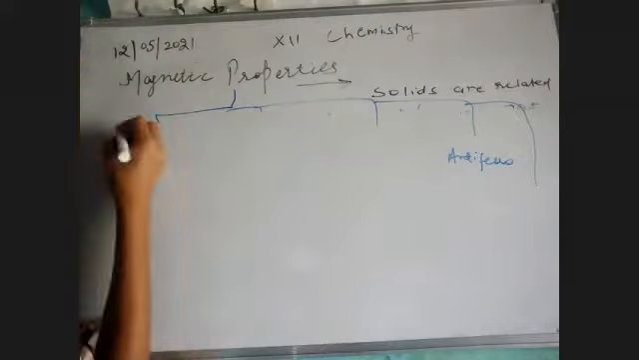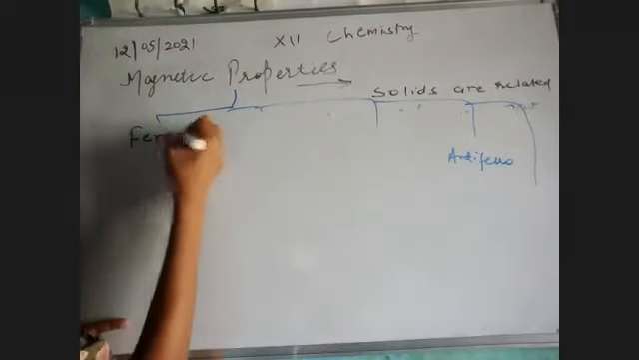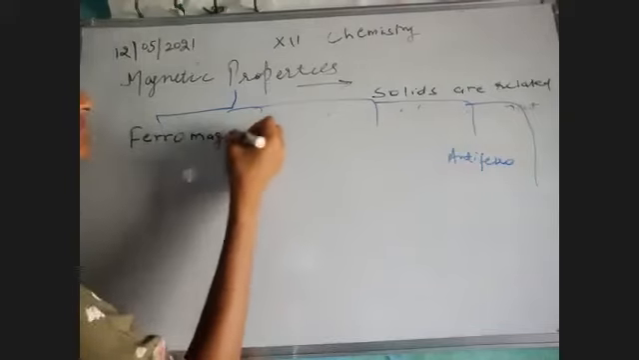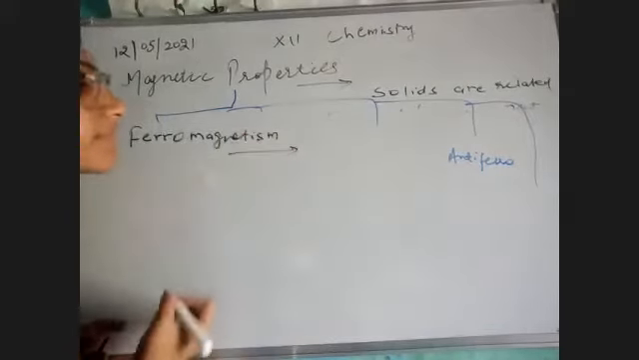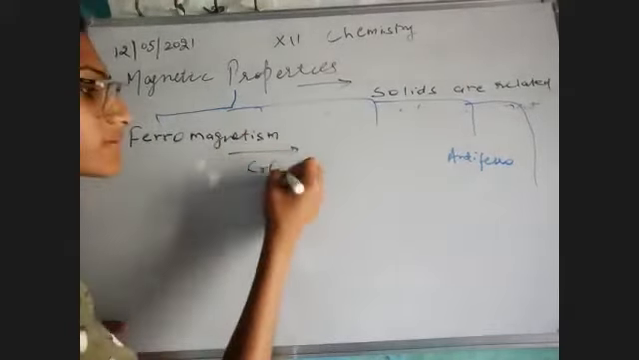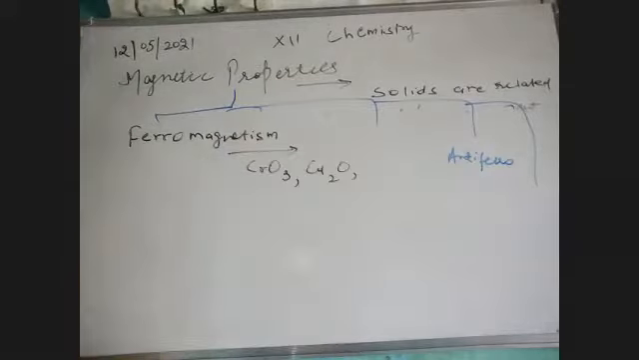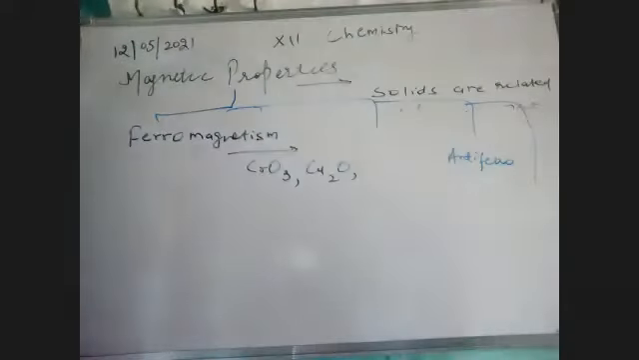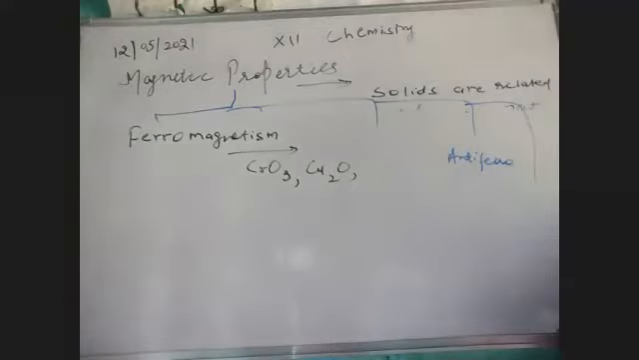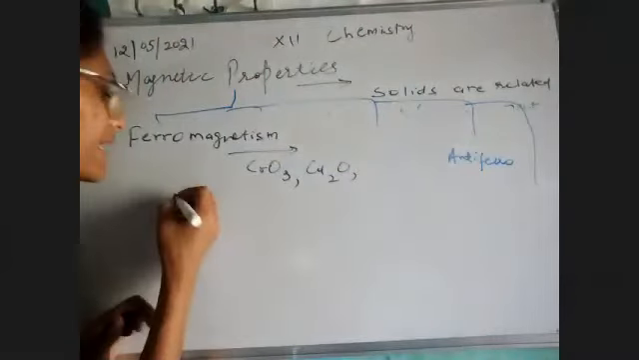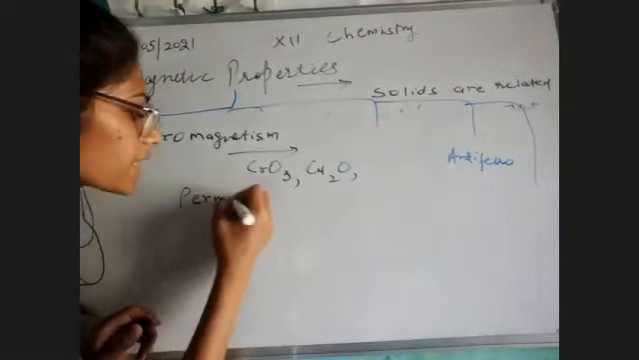Okay, in ferromagnetism, there are some compounds like chromium oxide, like cuprous oxide, and many more. These are compounds which are strongly attracted by the magnetic field. Due to this strong attraction, whenever they're attracted, they show permanent magnetism.